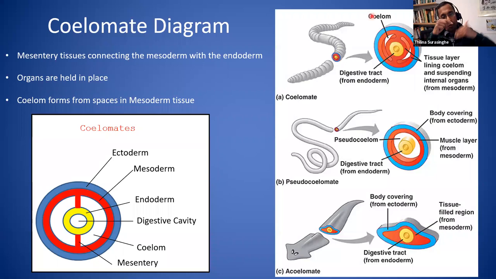So look at how it changes. No body cavity, acoelomate, right? Have a body cavity, but it's not completely surrounded by mesoderm, right? Like in this case, pseudocoelomate. Contains a body cavity that is completely surrounded by mesoderm is a true coelomate animal.